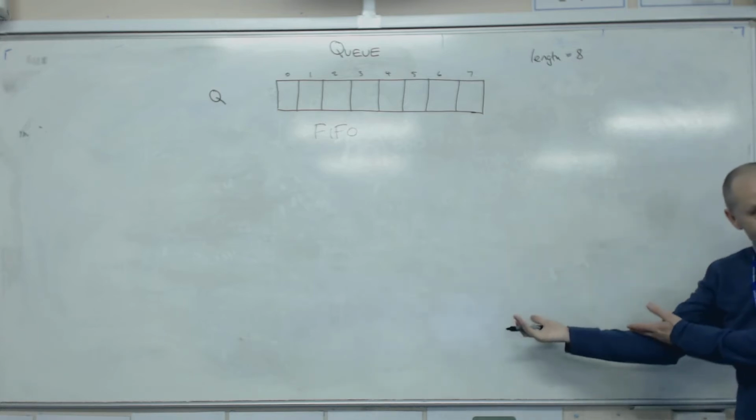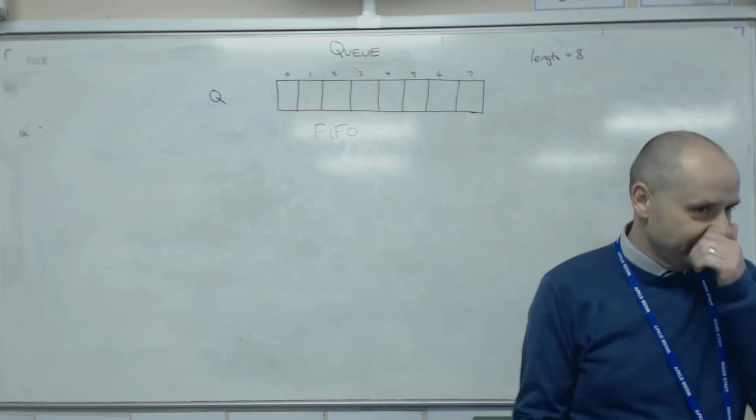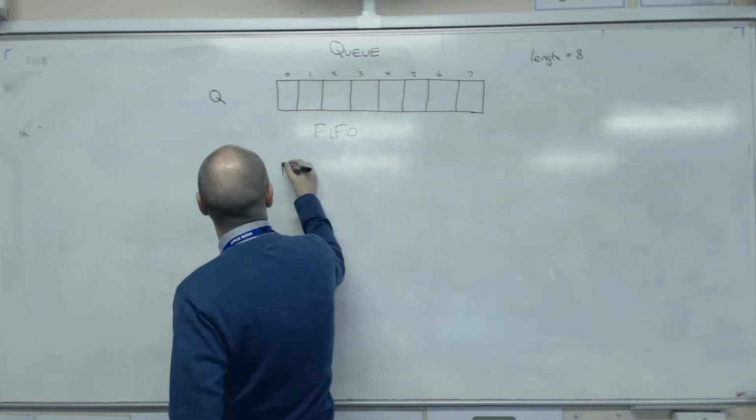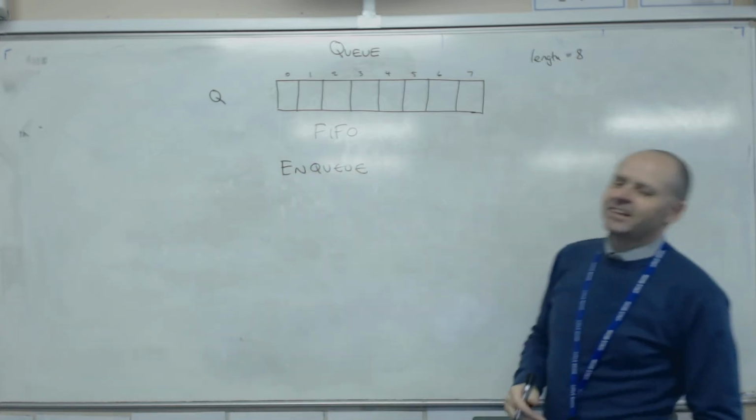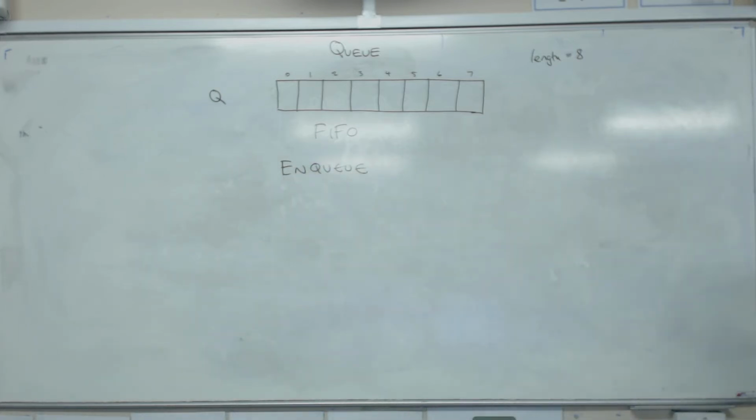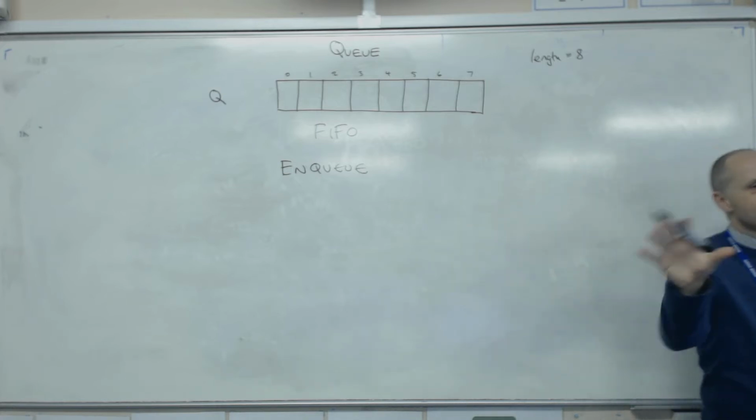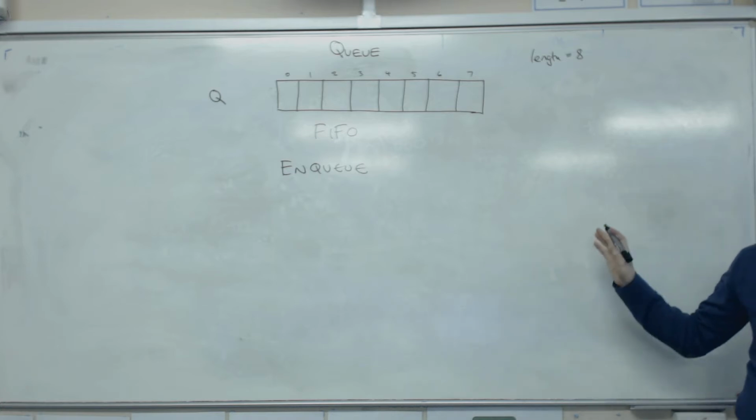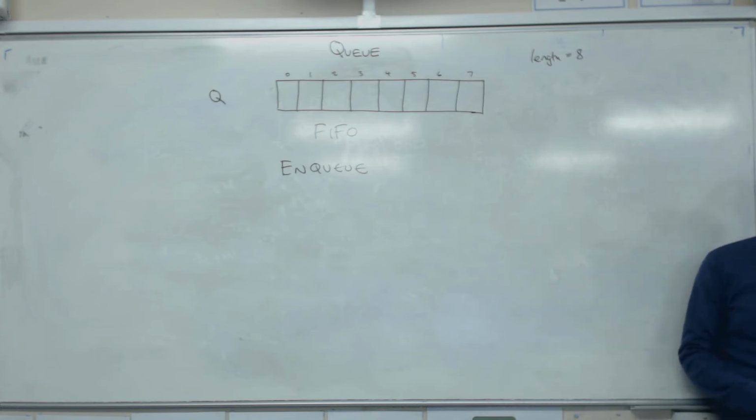When you arrive to join the queue, you join at the end. Two stupid names for these. Adding something to a queue is called enqueue, not add. If you were asked to write an algorithm for adding something to a queue and you called it add, I don't know how picky they'd be, but just try and use enqueue. Why is it enqueue? Don't know. It's an odd thing.